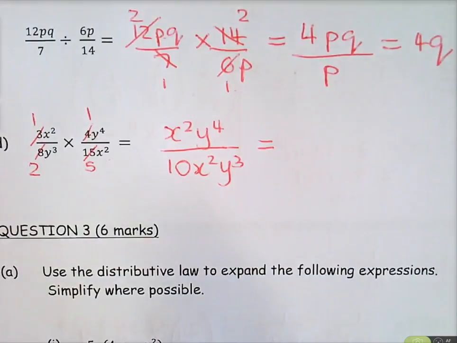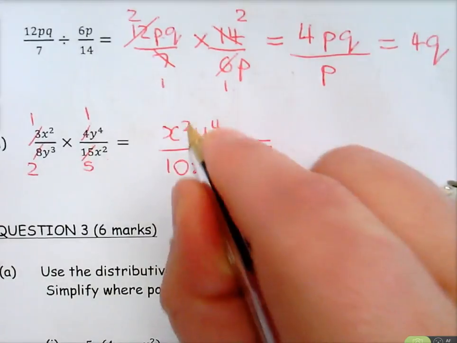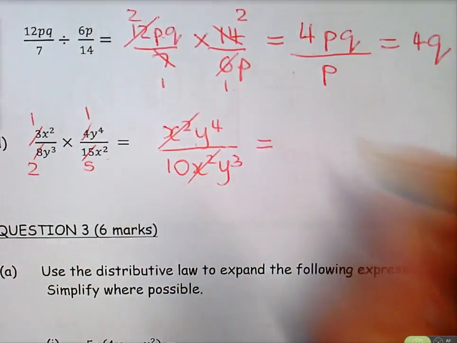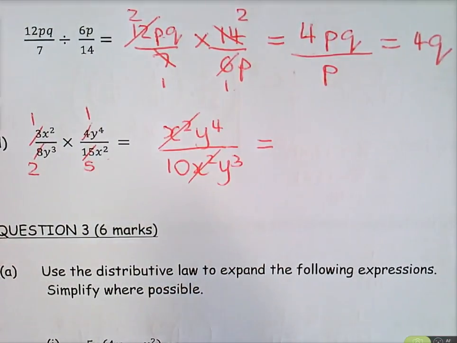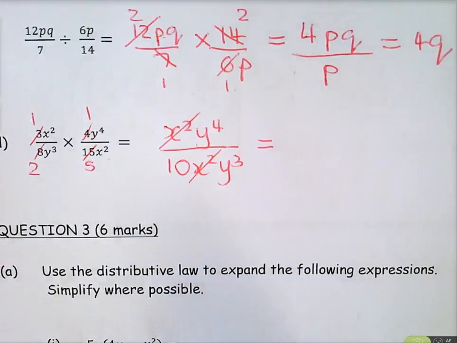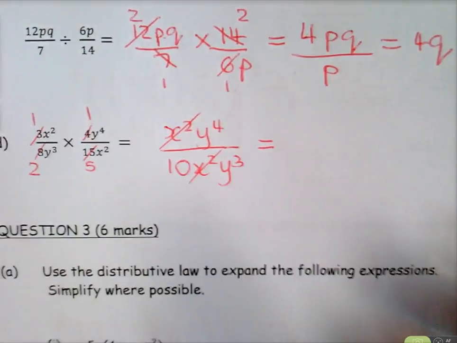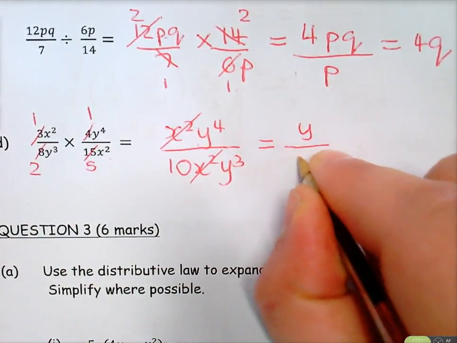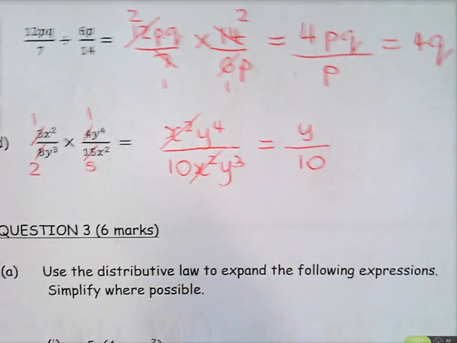So I've just cancelled my numbers. I don't want to do too much cancelling anymore at the moment, otherwise it gets too messy. I could have actually cancelled the x squareds if I wanted. I'm now going to cancel the x squareds. They're the same. Now, if you think of y to the power of 4 as y times y times y times y, and y cubed as y times y times y, what are you left with on the numerator? A y over, and then the 10 on the denominator.